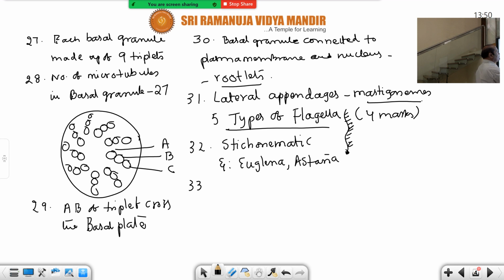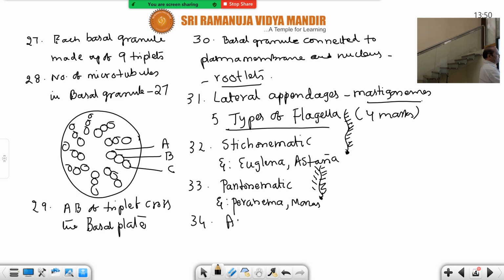And second one is pantonematic flagellum. Pantonematic means on either side of the axonium the mastogonemes are present. Suppose this is basal granule and this is flagellum. On either side, these mastogonemes are attached. So that is called pantonematic. Example, Peranema and Monas. Here also two examples are there.